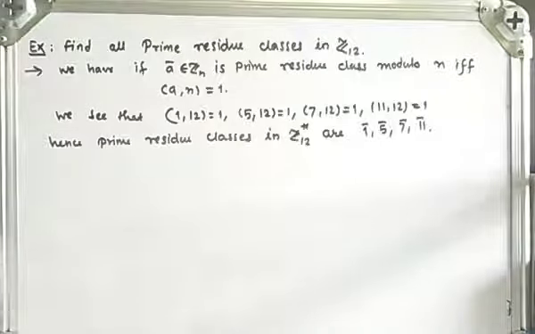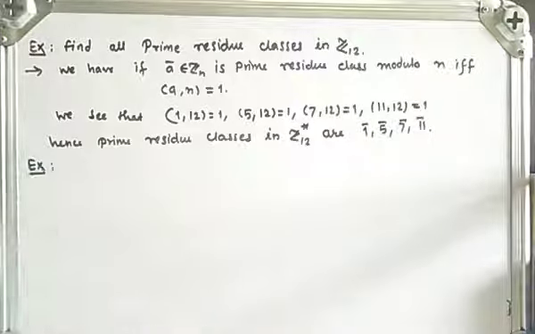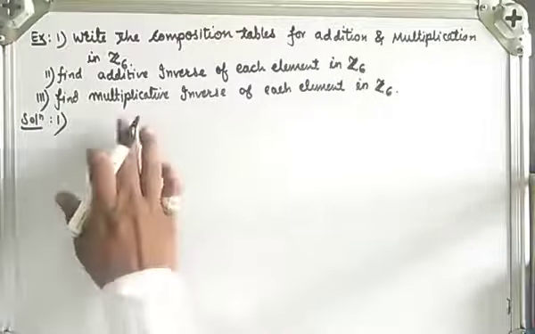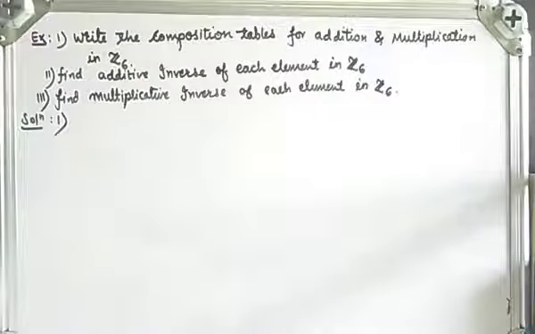Now let's see another example, to find the composition table of Z6. First, write the composition table for addition and multiplication in Z6. Second, find the additive inverse of each element in Z6, and third, find the multiplicative inverse of each element in Z6. So first prepare the composition table under addition modulo 6 and under multiplication modulo 6.